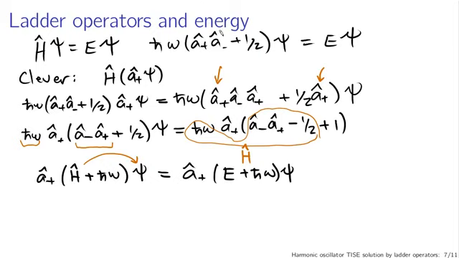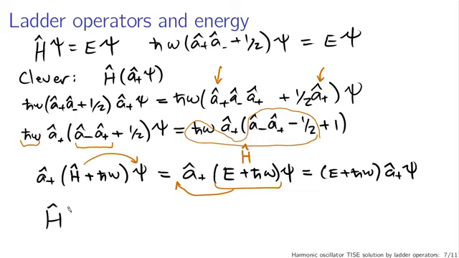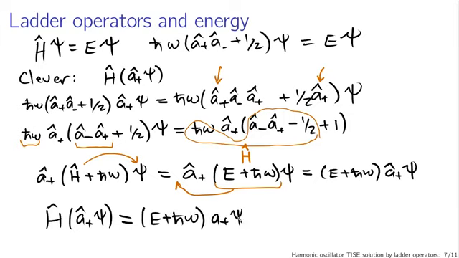This now is all constant. So it doesn't matter if I put it in between the ladder operator and the wave function or not. So I can pull that out and make this E plus h bar omega times ladder operator a plus acting on the wave function psi. If I rewrite my entire equation then, I end up with h hat acting on ladder operator psi, a plus psi, is equal to E plus h bar omega ladder operator acting on psi, a plus acting on psi.